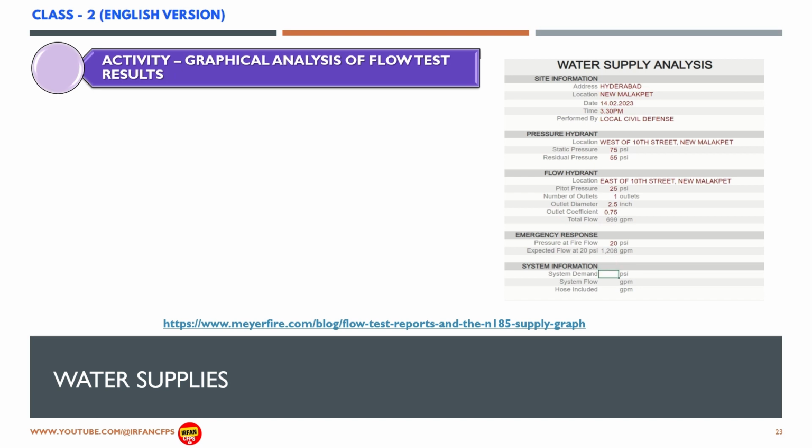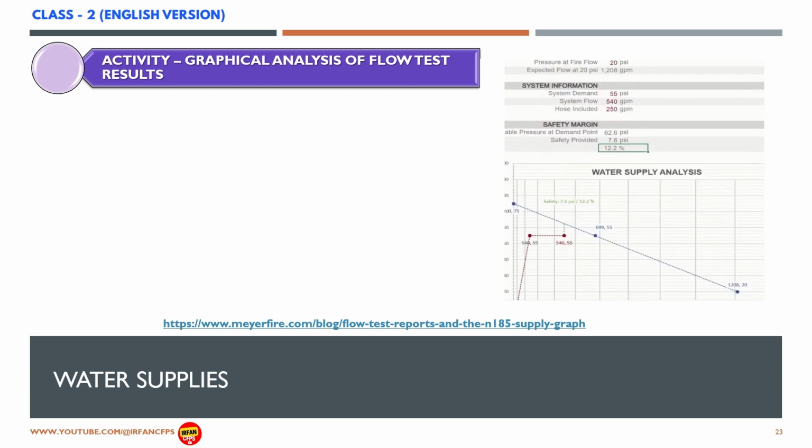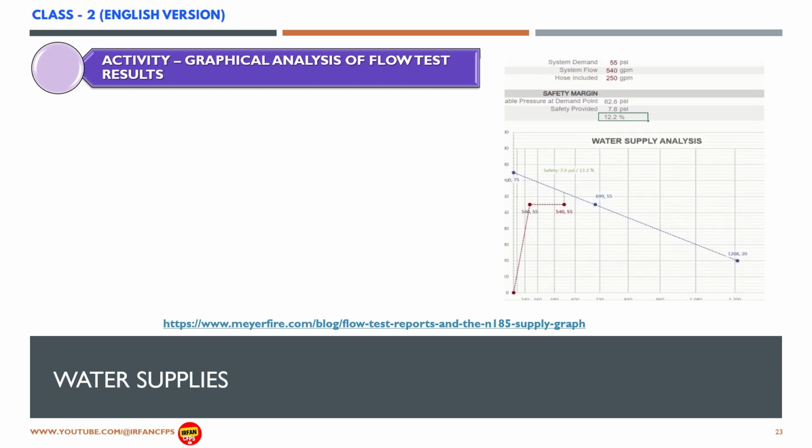Now, as you can see, the system information also has to be mentioned. We will put the system demand based on the hydraulic calculations of the sprinkler system. We will put it as 540 GPM at 55 psi. Hose stream allowance we will consider as 250 GPM. As you can see here, from the graph you will be able to understand the available pressure at 540 GPM is 62.6 psi.